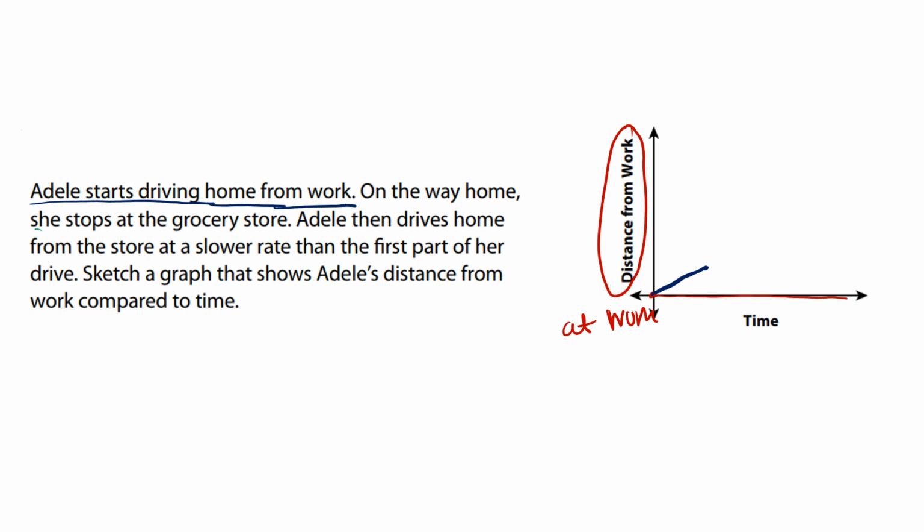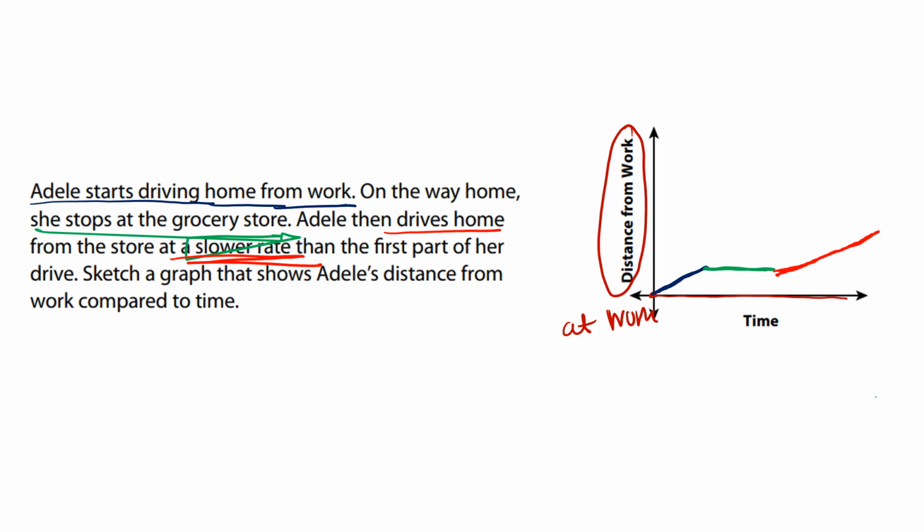On the way home, she stops at the grocery store. So it's going to be a straight line. She then drives home at a slower rate. So this time we're going to go up slower than we did the first time. Notice the steepness of this graph is not as high as the steepness of the first section.